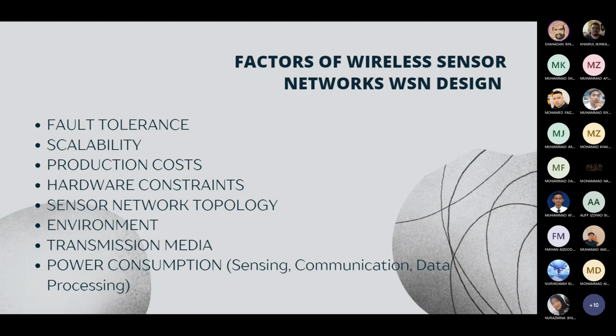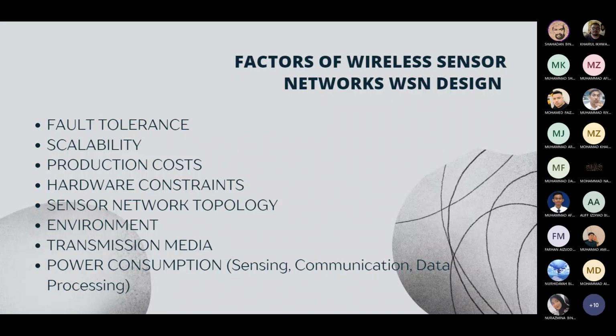Next will be sensor network topology. Choosing a topology is not as easy as picking an apple from a tree. Each topology has its own advantages and disadvantages. These advantages and disadvantages are very dependent on how the sensor will be used and what the budget of the network will be.